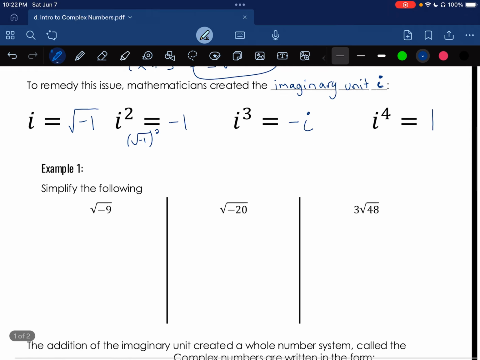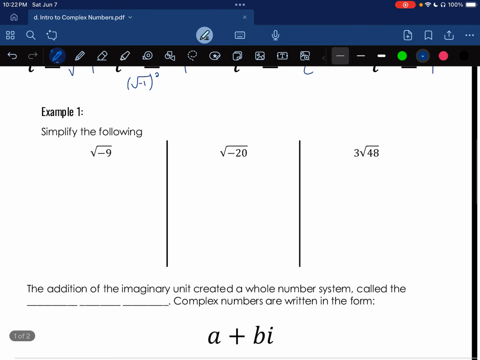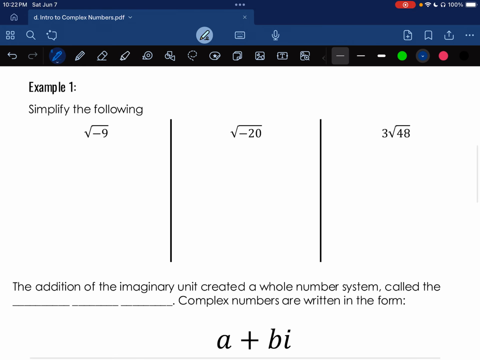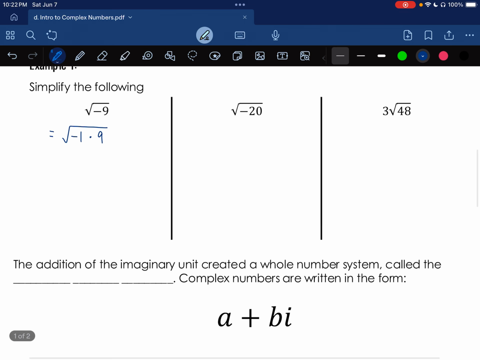All right, so let's just go ahead and get our feet wet a little bit, wrapping our minds around these, and just simplify some radicals. Here I've got the square root of negative 9. We can think about this as the square root of negative 1 times the square root of 9, much like we've broken up radicands in the past, so that we can take out any perfect square factors. Well, I know the square root of 9 is 3. But I also now know the square root of negative 1 is i. So we would write the square root of negative 9 as 3i.